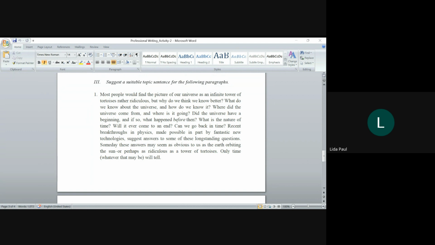So say something like, people have been working on understanding the universe for a long time, right? Or you could alternatively say there have been different propositions about the birth of the universe and the end of the universe by different people. Or you can say the perceptions of the origin of the universe have changed over a period of time, right? All of this can go well as a topic sentence.